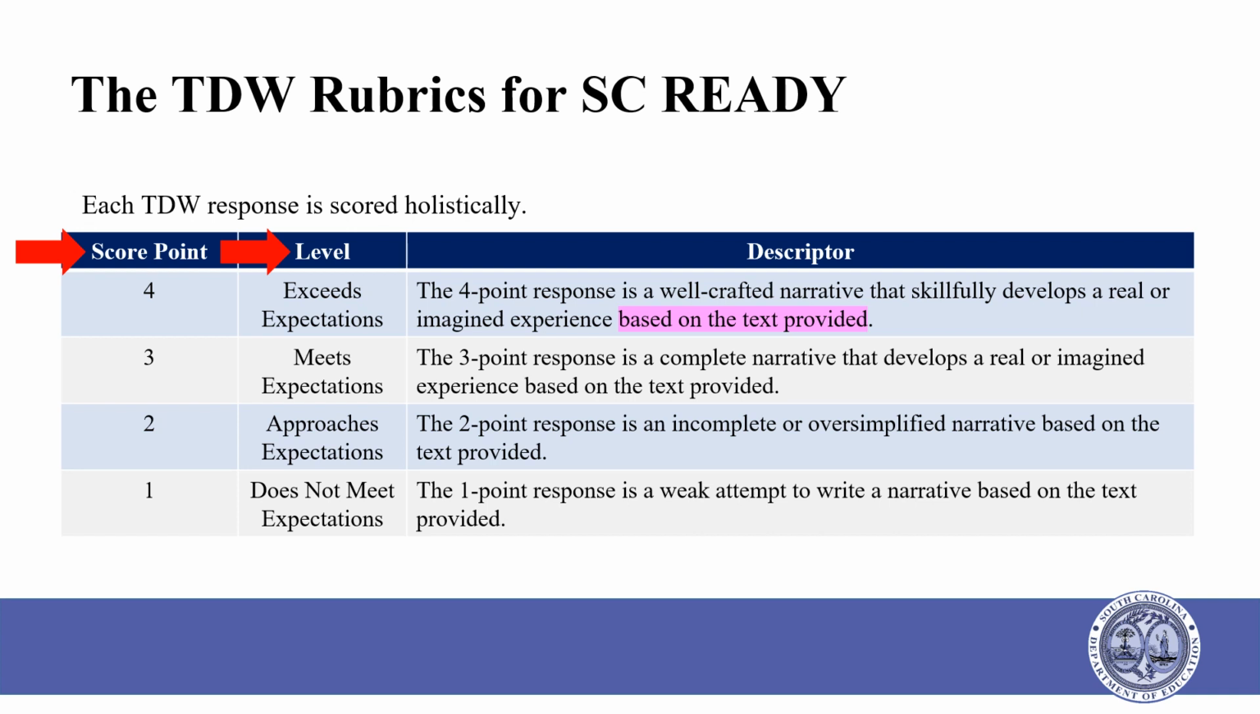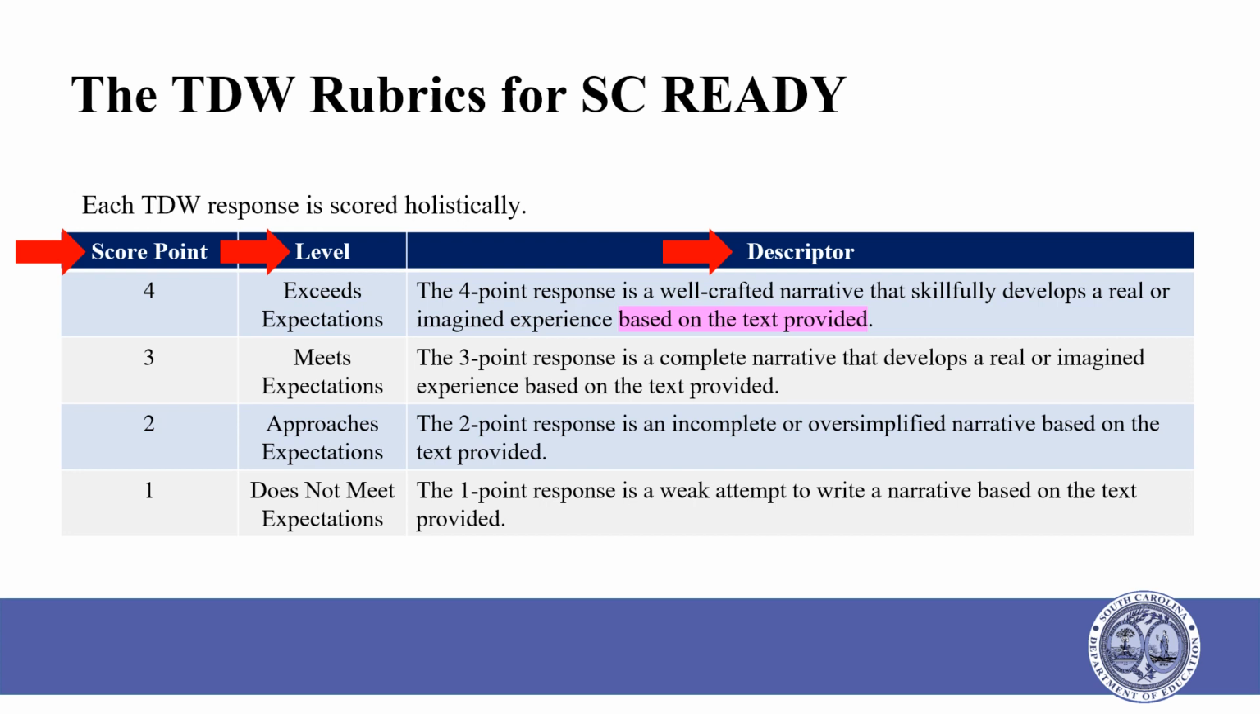Levels. Each level of the SC Ready TDW scoring rubric uses the language of the SC Ready performance levels. These are exceeds expectations, meets expectations, approaches expectations, and does not meet expectations. Using the language of the SC Ready performance level descriptors creates a unified language for teachers. Descriptor.